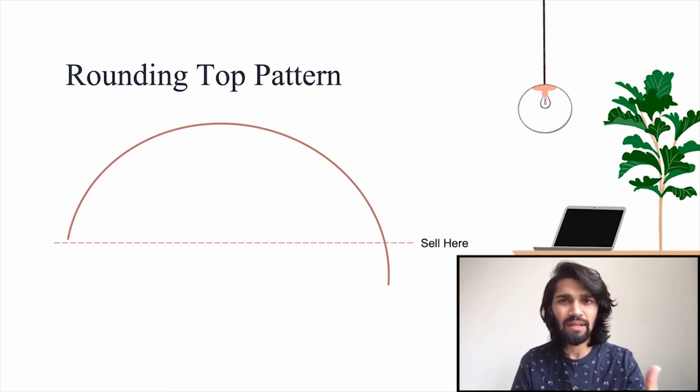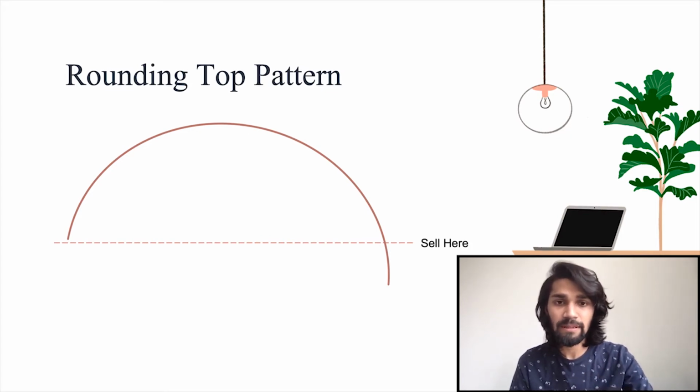Your stop loss can be around 4 to 5% of your capital. Your target can be as many points as the points between the neckline and the topmost point of your rounding top pattern.